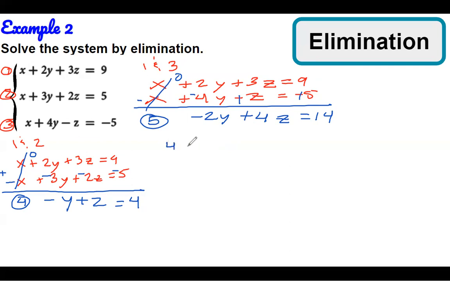Okay, now guess what? We're gonna go ahead and combine 4 and 5. Now, these two can only be combined if they have the same variables. Again, let me go ahead and state the same variable needs to be eliminated. Otherwise, you cannot combine 4 and 5. So we have negative y plus z equals 4. Negative 2y plus 4z equals positive 14.